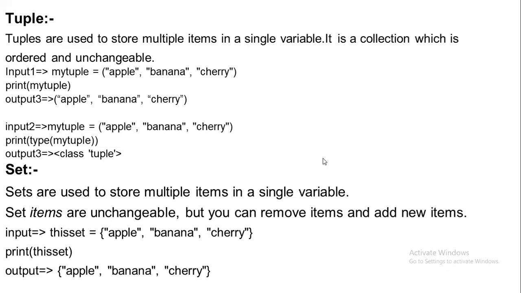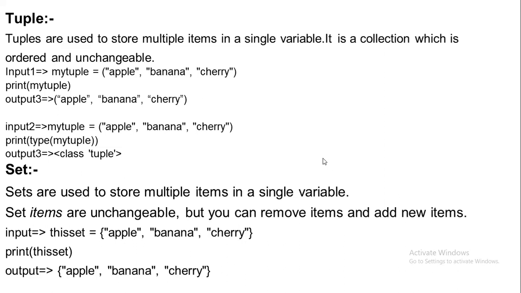Fine, unchangeable. So input 1, my tuple: apple, banana, cherry. Input is 1, my tuple. So in a tuple, what is the difference? Multiple values can be stored, ordered and unchangeable. It will not change. So input to my tuple: apple, banana, cherry, and you print.